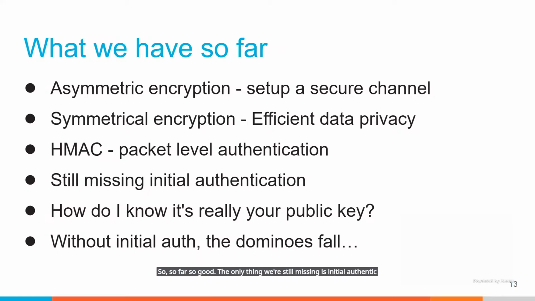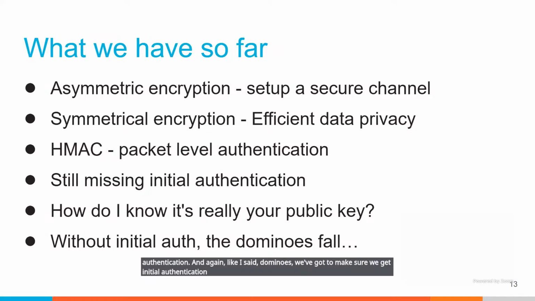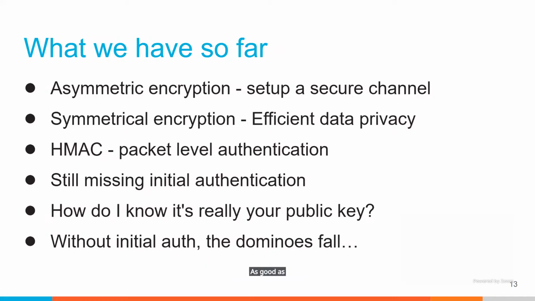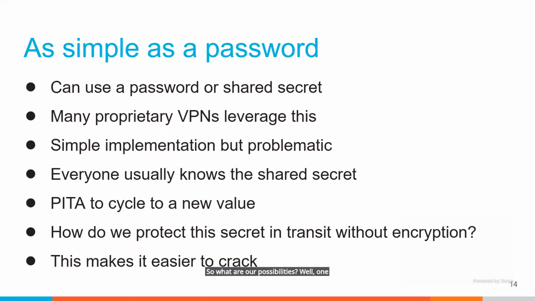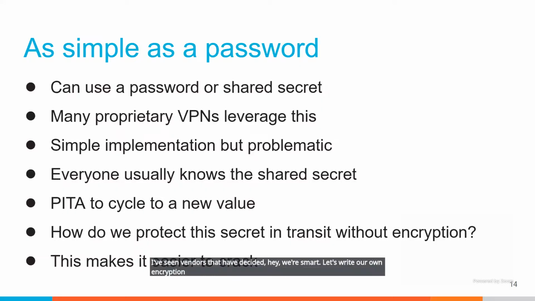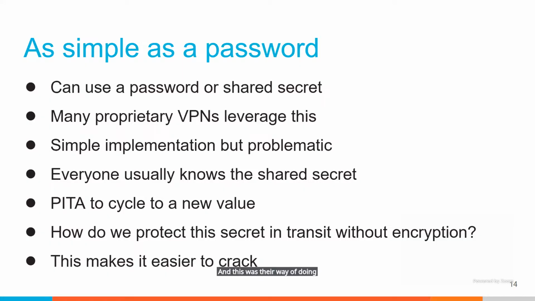And again, like I said, dominoes, we've got to make sure we get initial authentication right. Because if we don't, as good as all this technology is, it becomes useless if we can't trust initial authentication. So what are our possibilities? Well, one possibility is just to use a password. I've seen vendors do this in the past. I've seen vendors decide, hey, we're smart, let's write our own encryption algorithm and create our own VPN product. And their way of doing initial authentication was just to use a shared secret that everybody knows about.